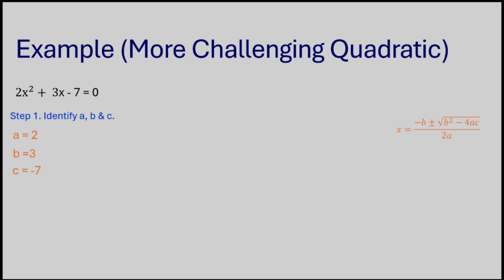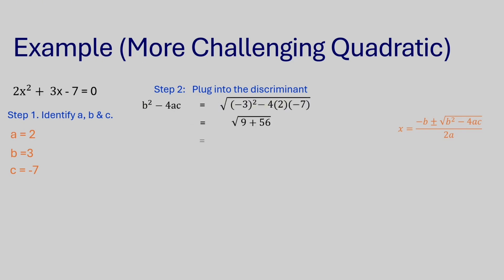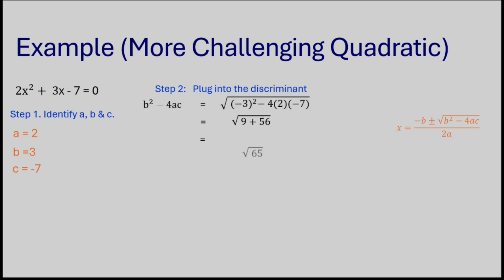Once we have identified a, b, and c, we are going to go to step 2, like we learned in the previous example, and plug these numbers a, b, and c into our discriminant. And remember, the discriminant is the term under the square root, which is b squared minus 4ac. That will equal the square root of 3 squared minus 4 times 2 times negative 7. That in turn will give us the square root of 9 plus 56, which is equal to root 65.